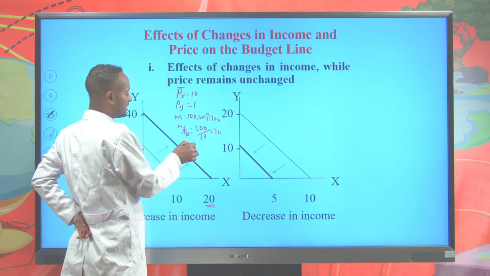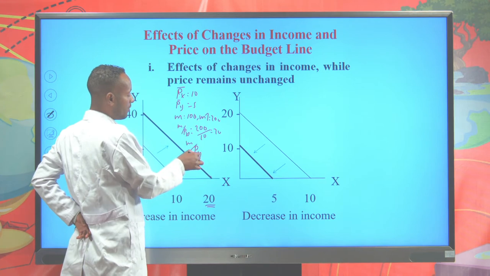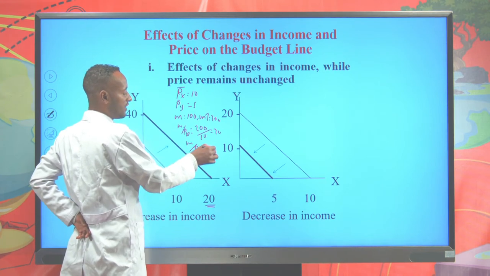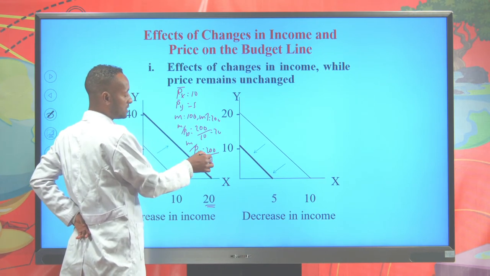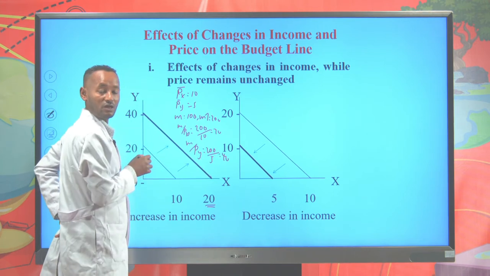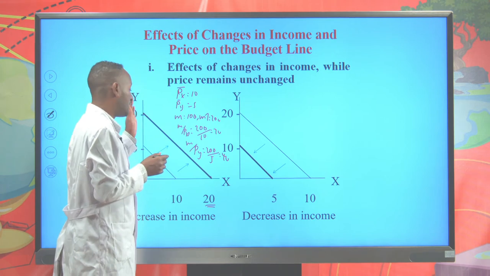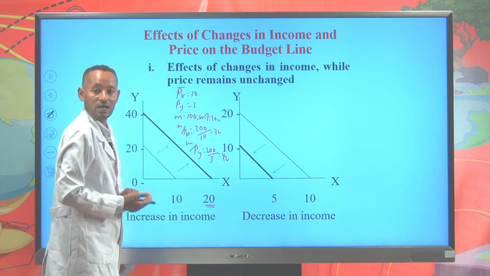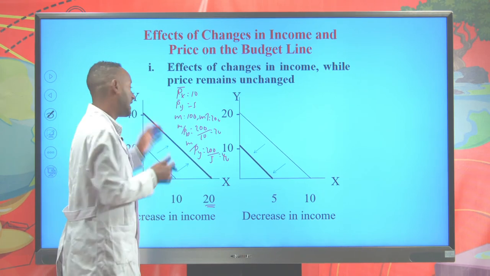Similarly, the vertical intercept of the new budget line will be M over price of Y, which is equal to 200 divided by the price of commodity Y, which is 5, which is 40. This is the vertical intercept of the new budget line. When we join the vertical intercept and the horizontal intercept of the new budget line, we get the new budget line.